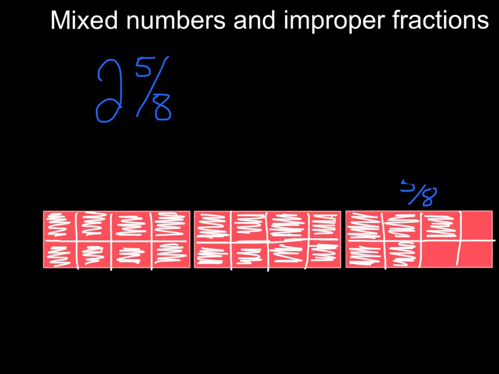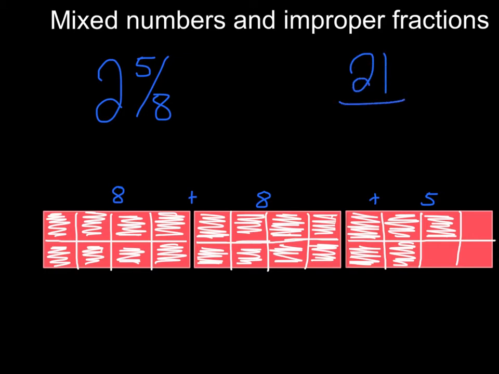Now let's look at it as an improper fraction. An improper fraction is how many total pieces do I have? So in the first shape I have 8 pieces. I have another 8 in the middle one, and then I have another 5 in the last one. So total, I have 21 pieces.